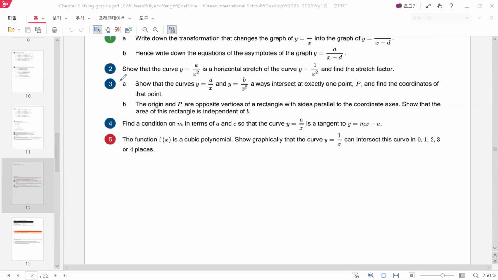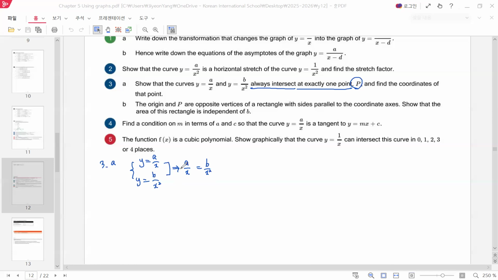Let's solve question number 3. Show that the curves y equals a over x and y equals b over x squared always intersect at exactly one point P and find the coordinates of that point. Since y equals a over x and y equals b over x squared, we need to find the intersecting point, so we can make an equation: a over x equals b over x squared.